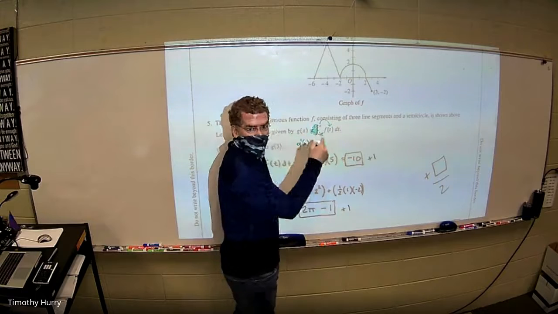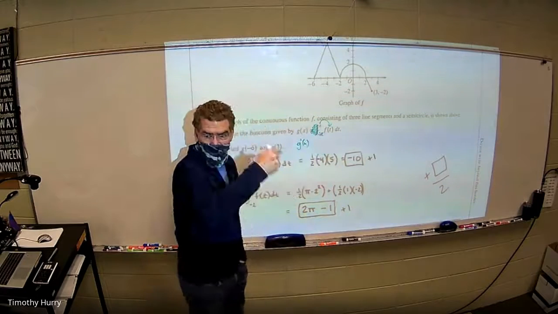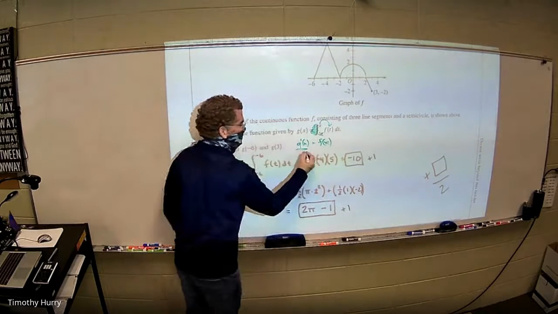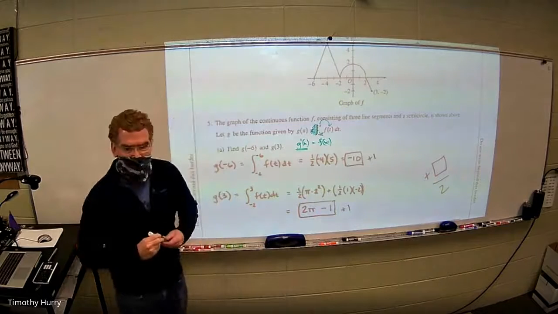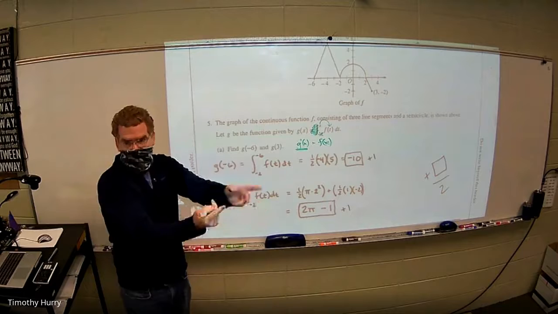But you need to remember that because they will sneak a 3x in there or a 4x in there. Always think times the derivative. Well, that just gives me this. So if I want to know what the derivative of g is, what am I really doing? The function value on f.